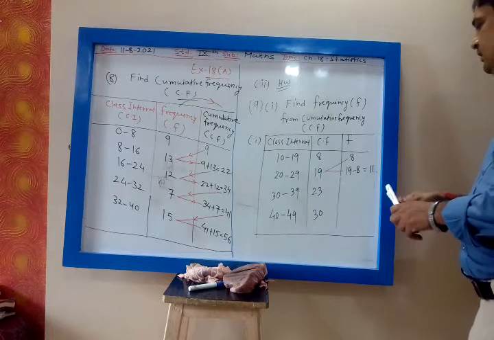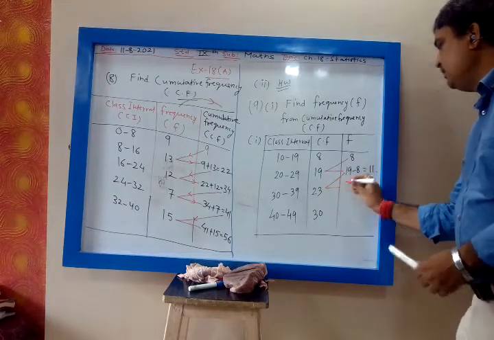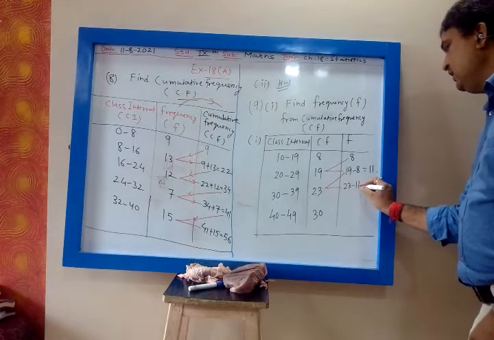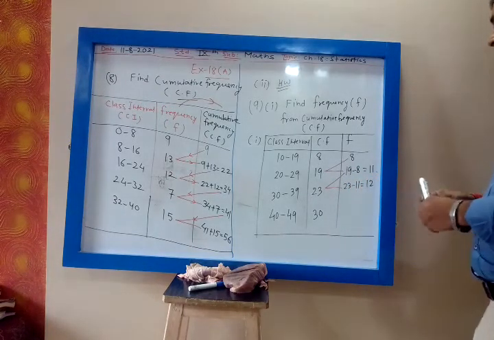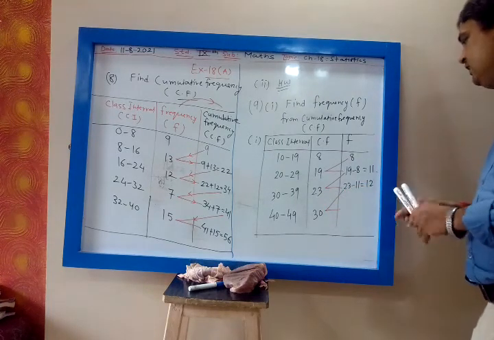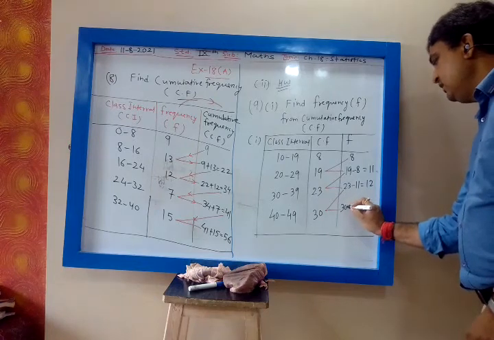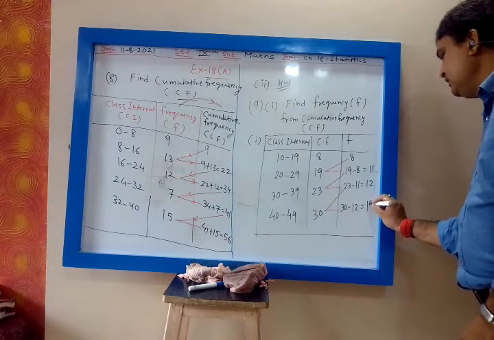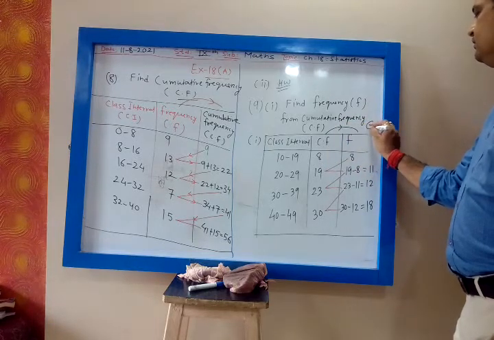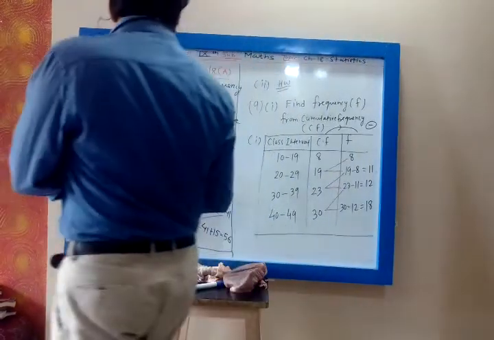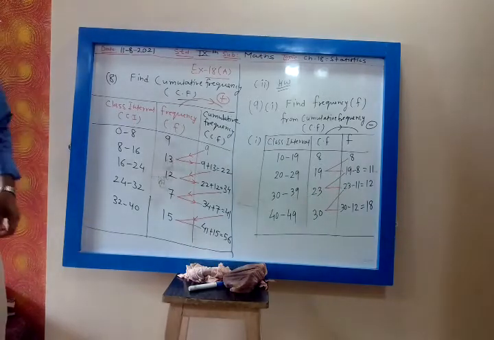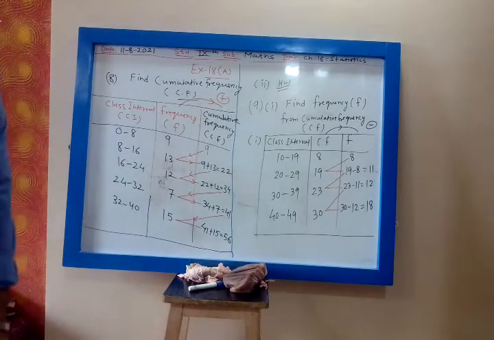Now next, 11 and 23. 23 minus 11, that is 12. Now subtract 12 from 30. 30 minus 12 is 18. Is it clear? So remember, from CF to frequency we subtract, and from frequency to CF we add. Is it clear?